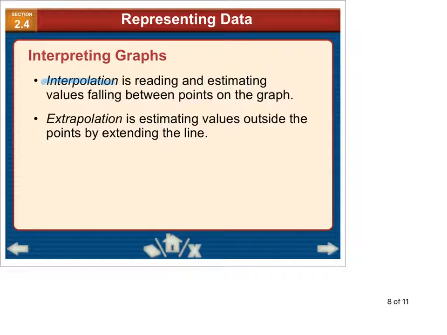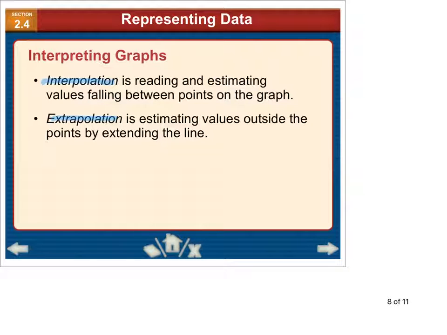And a couple fancy words here, interpolation and extrapolation. Interpolation, find in between the points on a graph. Extrapolation, outside the data. Interpolation tends to be very reliable. Extrapolation, not quite as reliable. Because when you start going outside your data, things can change.